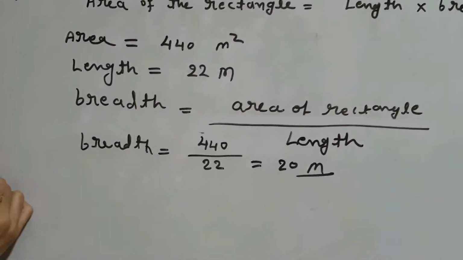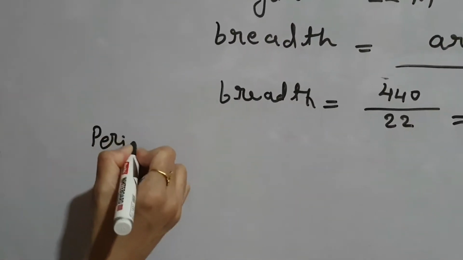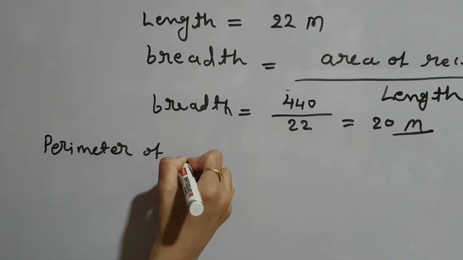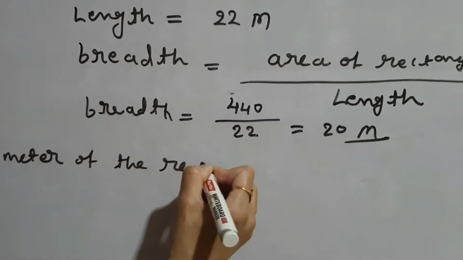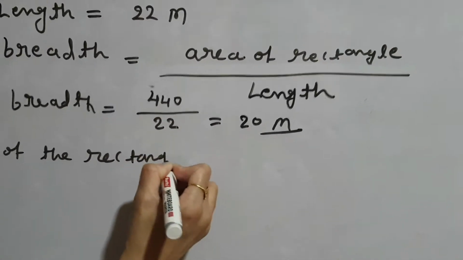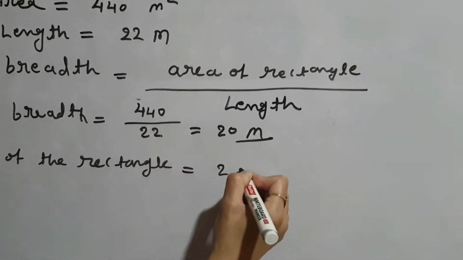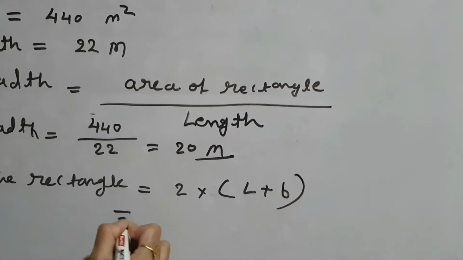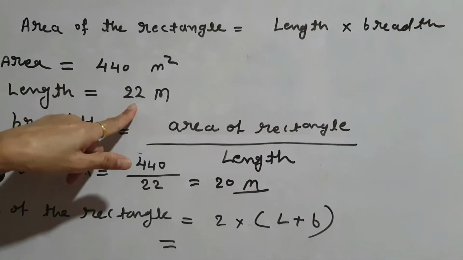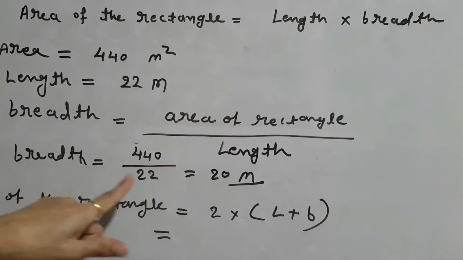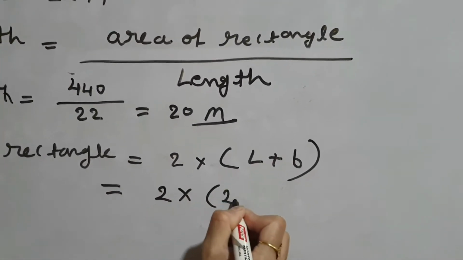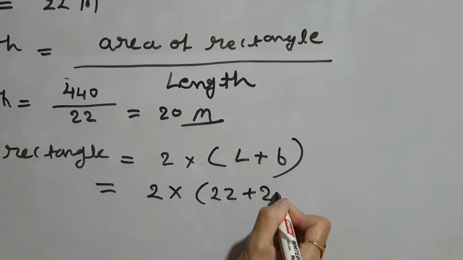So we will write the perimeter formula. Perimeter of the rectangle, we all know, is 2 multiplied by (length plus breadth). So length is 22 meter and breadth we have found here, 20 meters. So 2 multiplied by (22 plus 20).